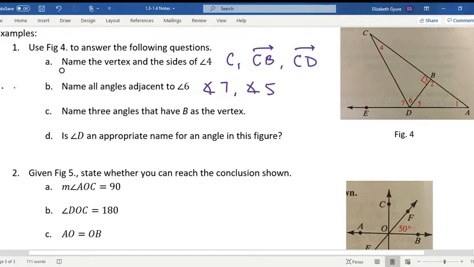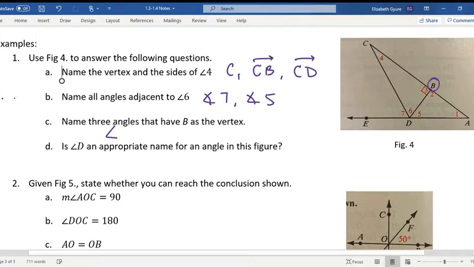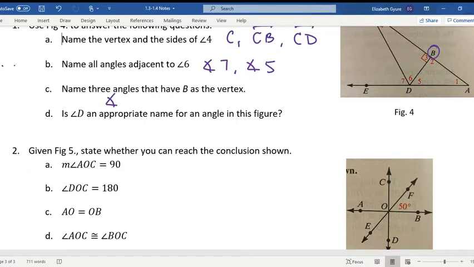Part C says name the 3 angles that have B as a vertex. B is right here. Again, you could name 2 of the angles with numbers if you want, like angles 3 and 2, but to keep it consistent, let's practice naming our angles with 3 letters. So you could either call the first one angle 3 or angle CBD. You could say angle 2, or you could say angle ABD or DBA.